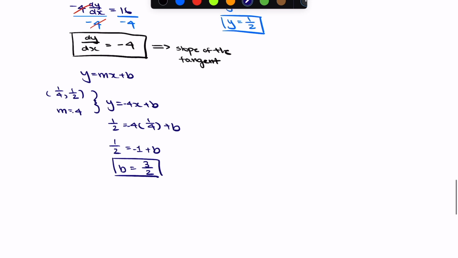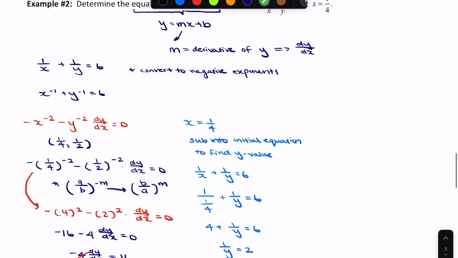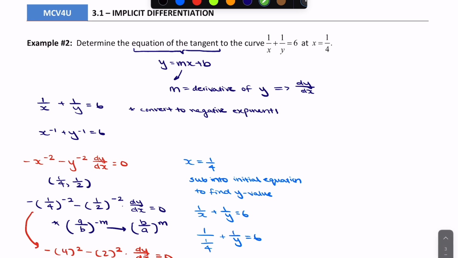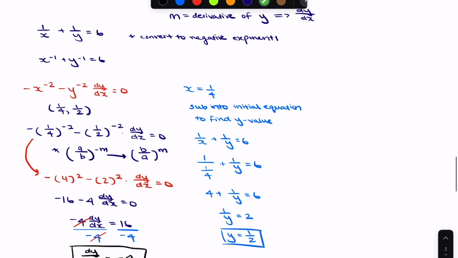And so b here is equal to 3 over 2, so our final equation, therefore, is y is equal to negative 4x plus 3 over 2, and that's the equation of the tangent to the curve 1 over x plus 1 over y is equal to 6, at x is equal to 1 over 4.